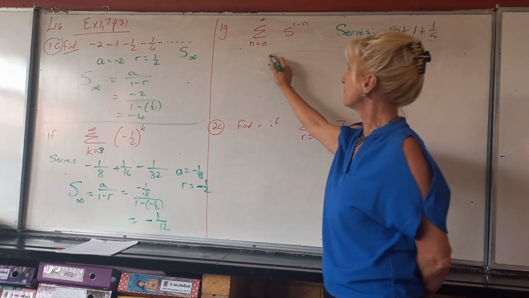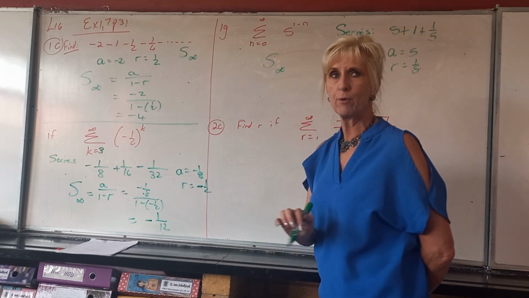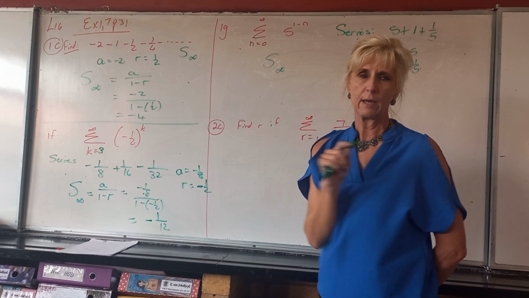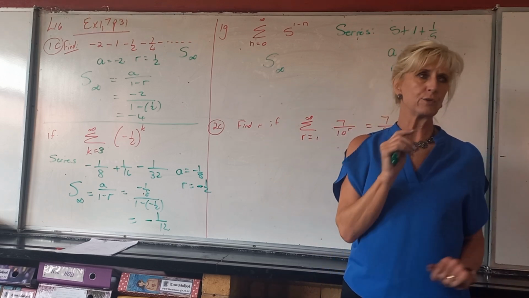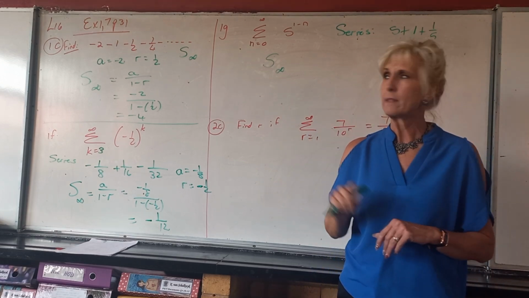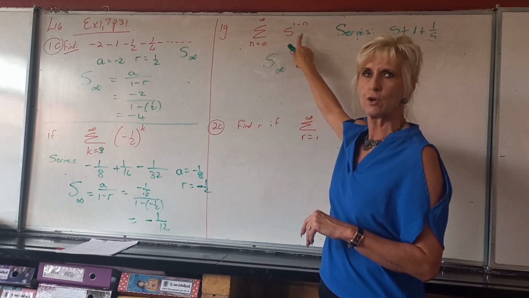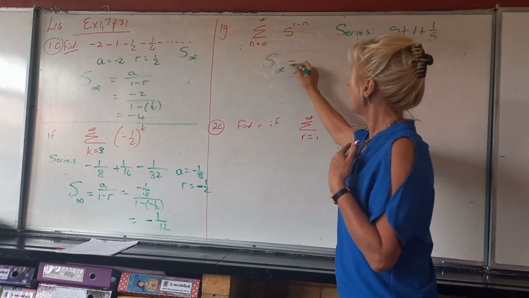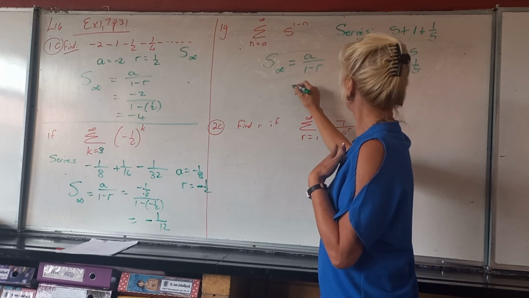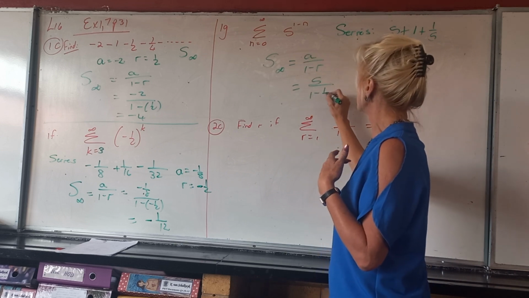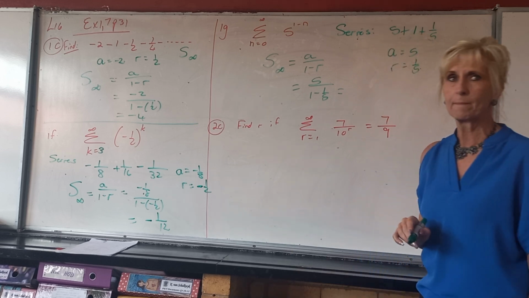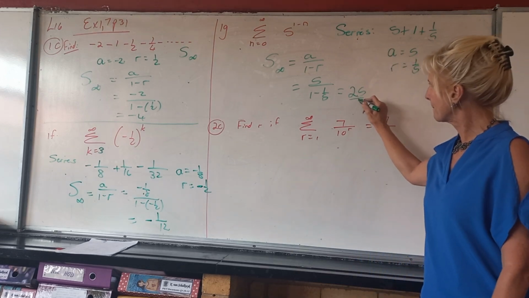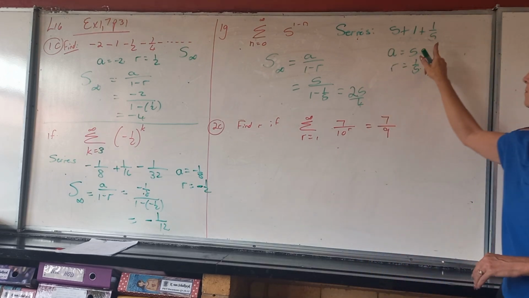So I can find the sum to infinity. Don't let it bother you that it was from 0 to infinity, or minus 5 to infinity, it's still infinity. The determining factor is just where do you start? What is your A value? So A over 1 minus R would then be 5 over 1 minus 1 over 5, giving me 25 over 4.